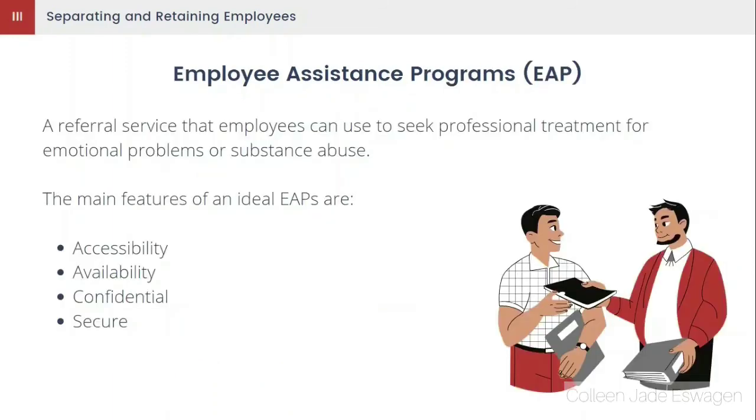Employee Assistance Program, or EAP, is a referral service that employees can use to seek professional treatment for emotional problems or substance abuse. The main features of ideal EAPs are accessibility, where EAPs are to be made available online for easy access, and it can be accessible 24/7, hence making it available. Confidential, the program's most crucial component, including security.